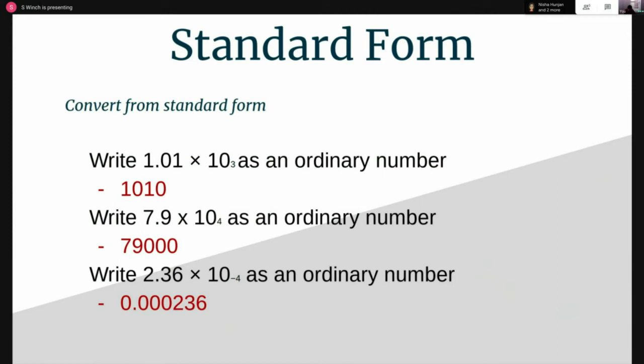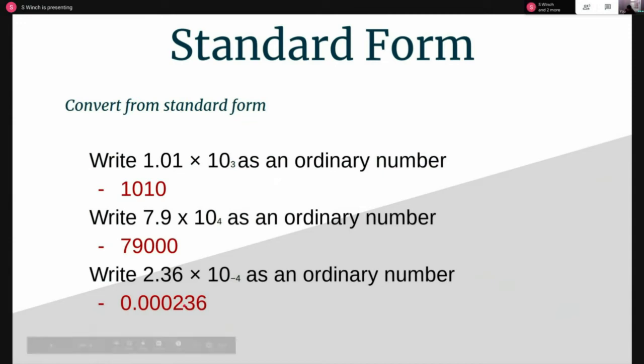1.01 times 10 to the power of 3, or 10 cubed. Write it as an ordinary number. Again, you're just moving that decimal place 3 times to get your answer. Same with the one below, 7.9 times 10 to the power of 4. We're just going to move our decimal place from 7.9, and we're going to move it along 4 times.